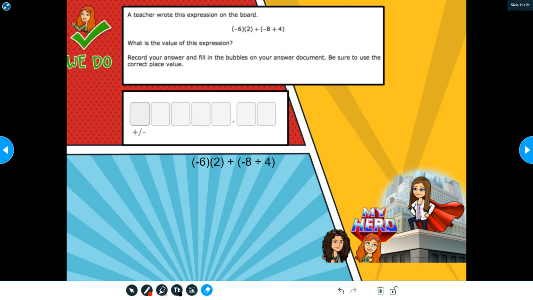Hey guys, let's do this problem together. It says a teacher wrote this expression on the board. What is the value of this expression? All right, so make sure you go ahead and rewrite the expression as I've done here.